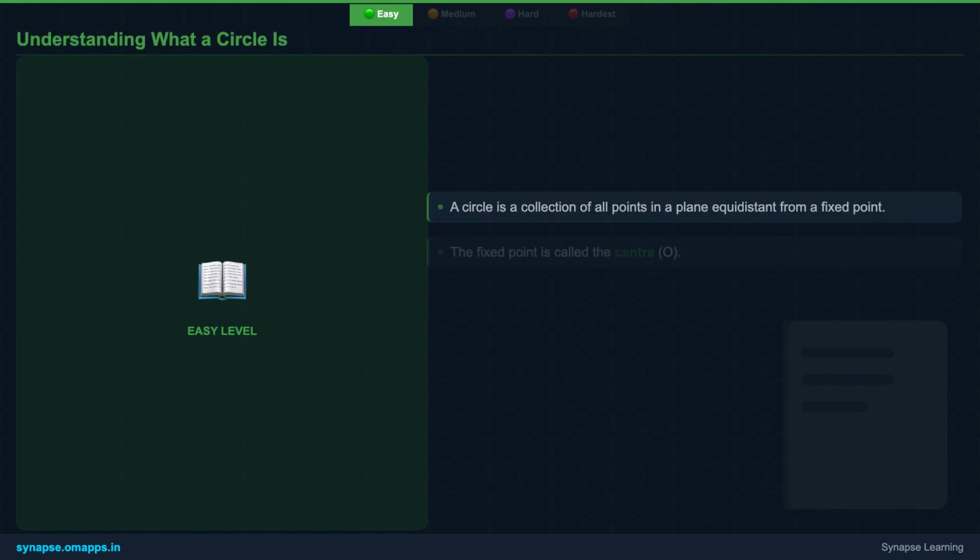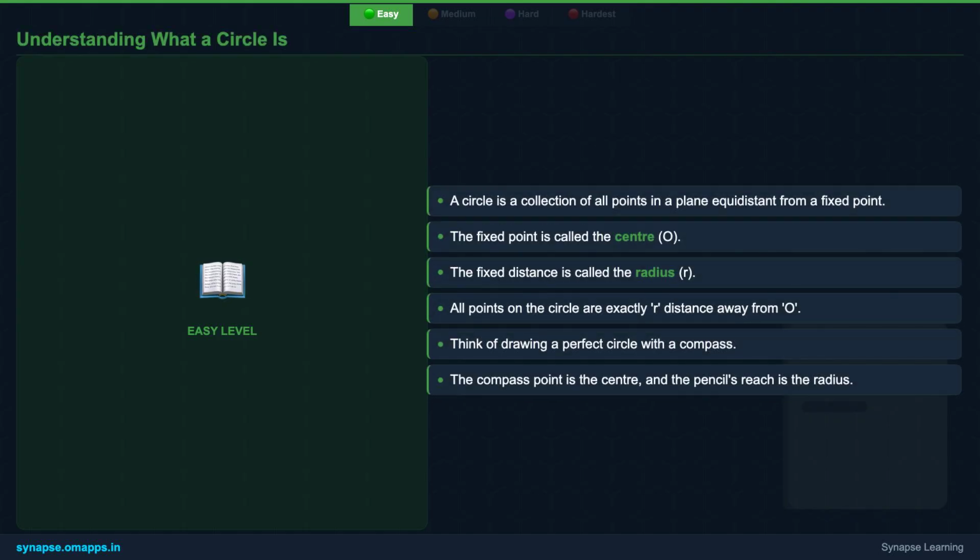Our first step is understanding what a circle truly is. Imagine a fixed point, our center. Now, picture all the points that are exactly the same distance away from this center. Connect them, and you have a circle. This fixed distance is called the radius, and it's key to defining the size of our circle. So, a circle is just a collection of points, all equally far from its middle point.